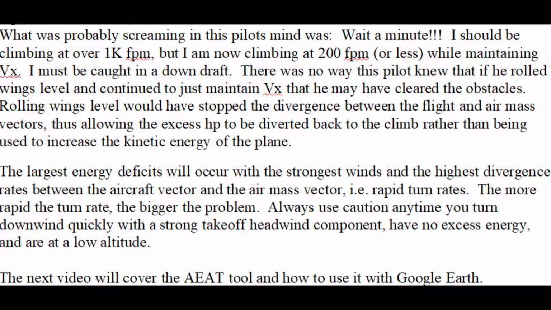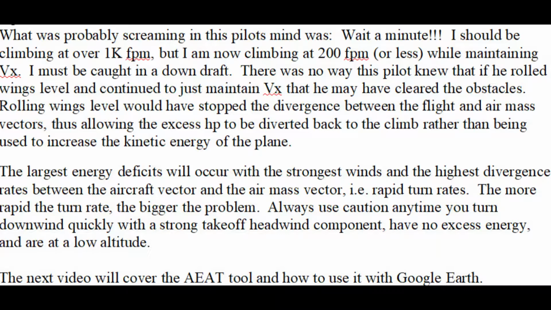What was probably screaming in this pilot's mind was, wait a minute, I should be climbing at over 1,000 feet per minute, but I am now climbing at 200 feet per minute or less, while maintaining V sub X. I must be caught in a downdraft. There was no way this pilot knew that if he rolled wings level and continued to just maintain V sub X, he may have cleared the obstacles. Rolling wings level would have stopped the divergence between the flight and air mass vectors, thus allowing the excess horsepower to be rediverted back to the climb rather than being used to increase the kinetic energy of the plane.